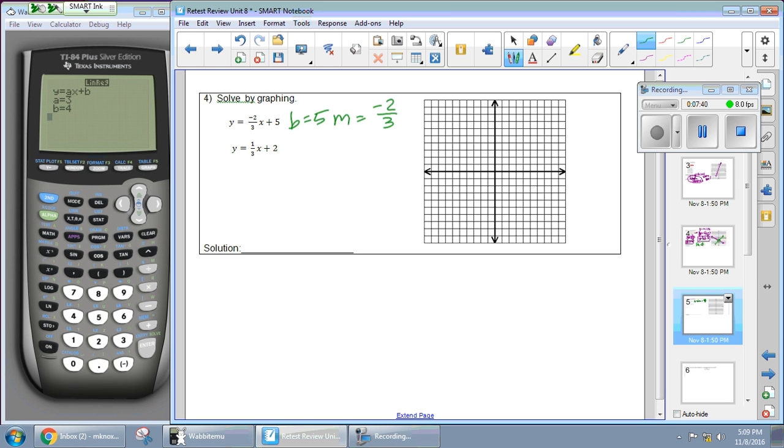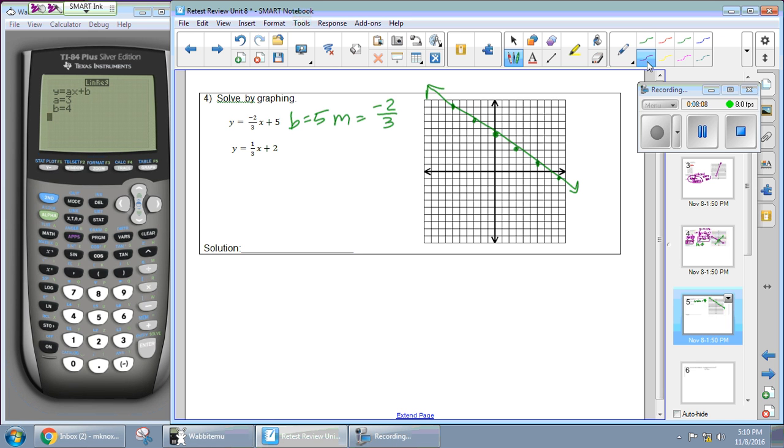1, 2, 3, 4, 5. I go down 2, forward 3. Down 2, forward 3. To do the other side of my line, I go up 2, back 3. Up 2, back 3. That's as far as I can go. I'm going to connect those points with my line.